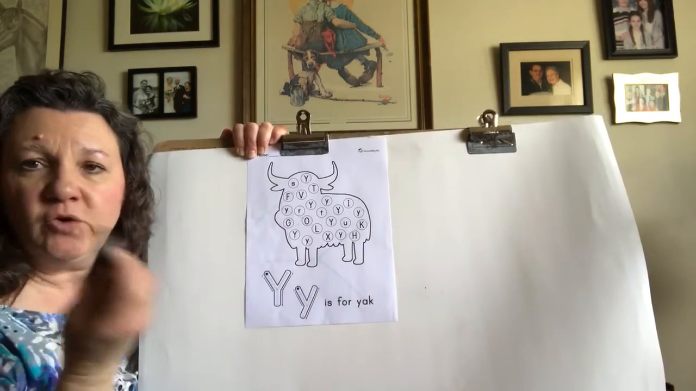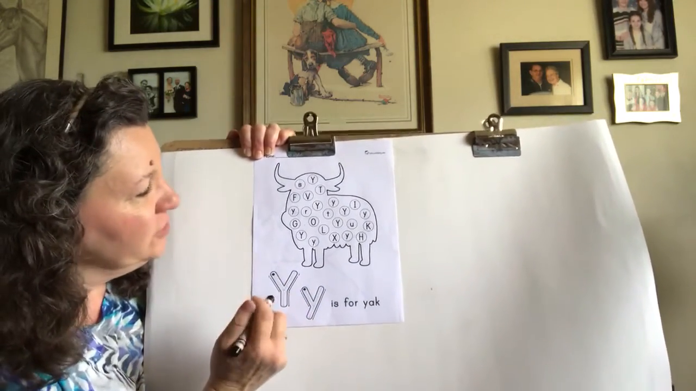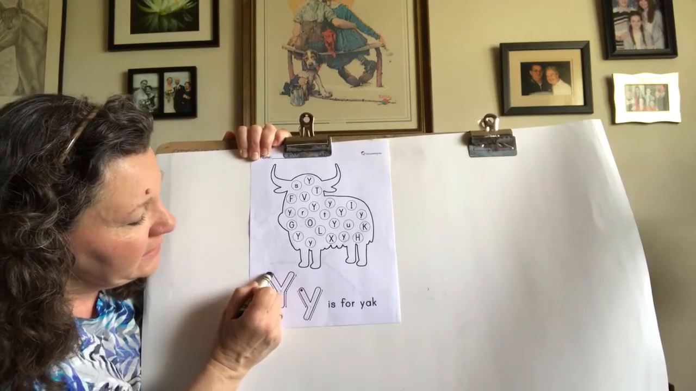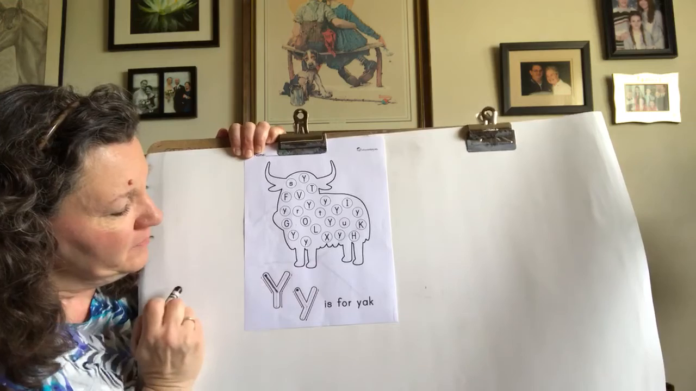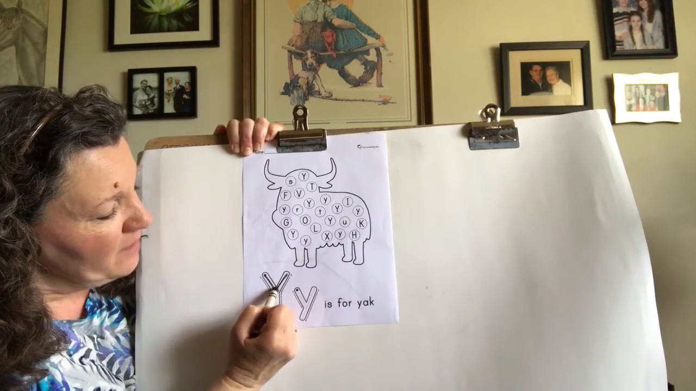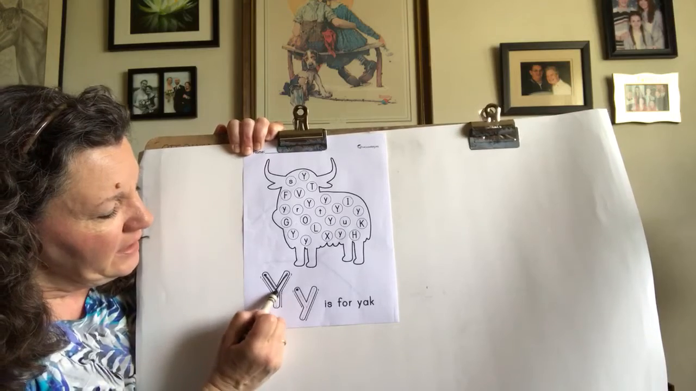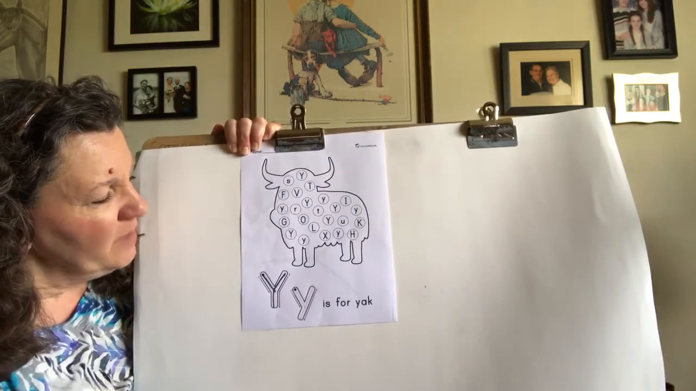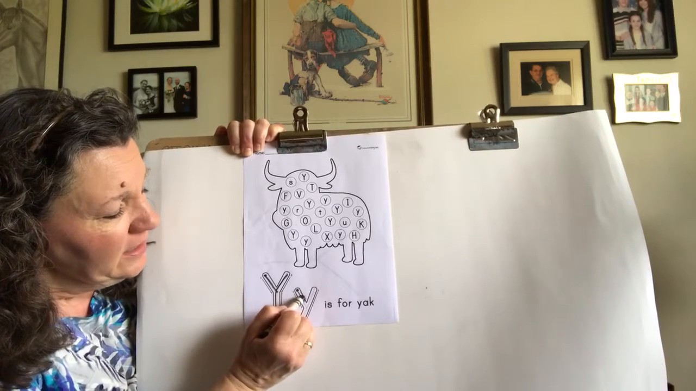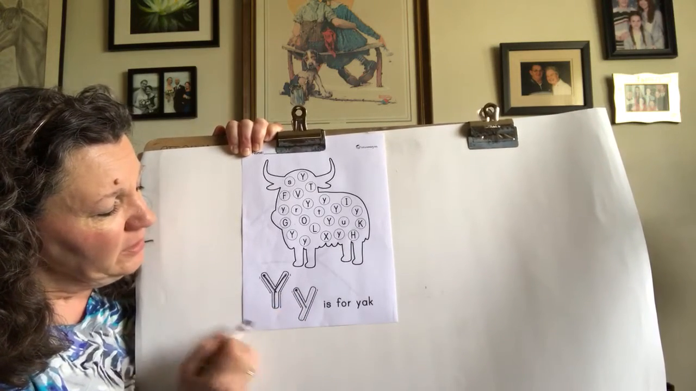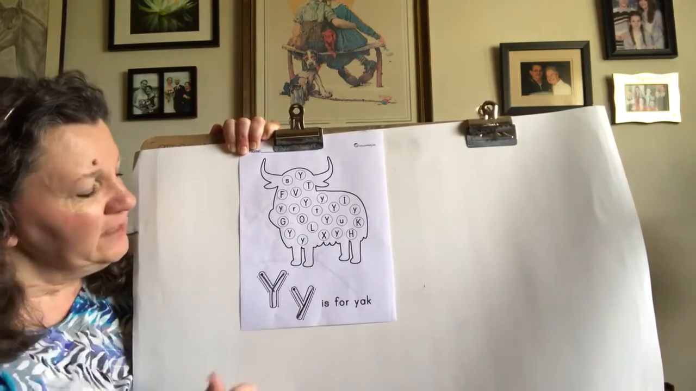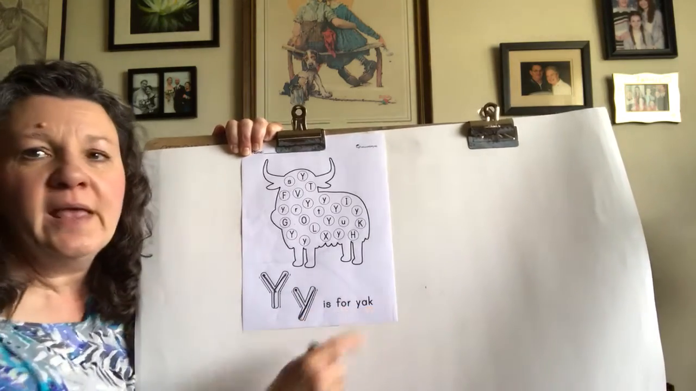Okay, so let's take your black crayon. We're going to trace that first. Let's start at the black dot, stop, pick it up, go to the top, stop, pick it up, and now pull straight down. Okay, that's our capital Y. And the lowercase y, we're going to start at the dot, stop in the middle, go to the top, and slant all the way down. Okay, it says Y is for yak.